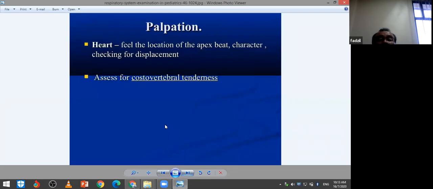You also have to palpate the heart, don't forget, because the heart position can tell you that something is not right inside the lung. If there is displacement of the heart, it can tell you that something is not right. Costovertebral tenderness you also have to look for, and any costal tenderness.